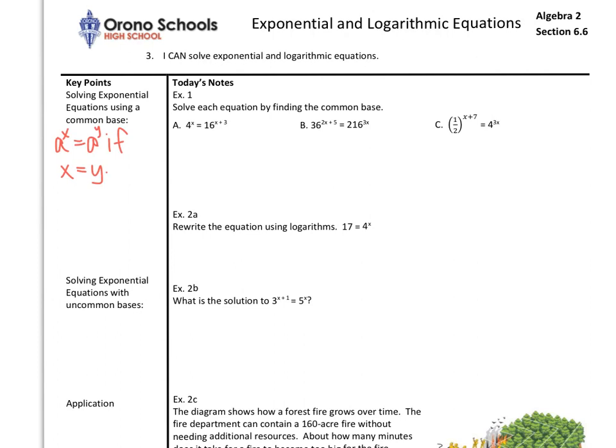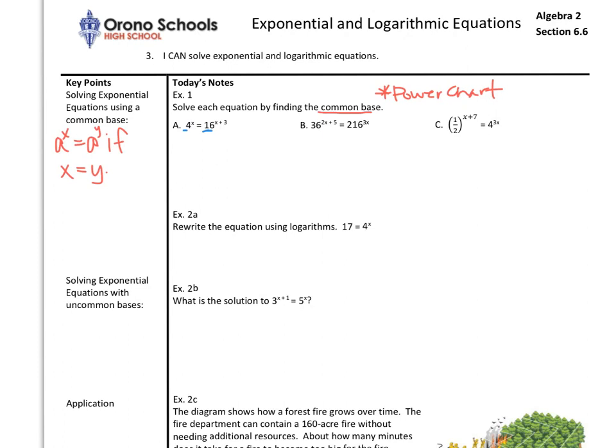Now in this set of examples, we're going to want to make a common base, which means we're going to likely need to work with our power chart. And as we work with our power chart, our goal is to make the bases the same. We start off with a pretty basic one. 4 to the x power is equal to 16 to the x plus 3 power. Looking at our two bases, we have a base of 4 and a base of 16.